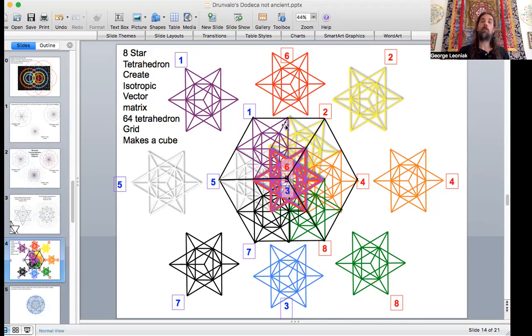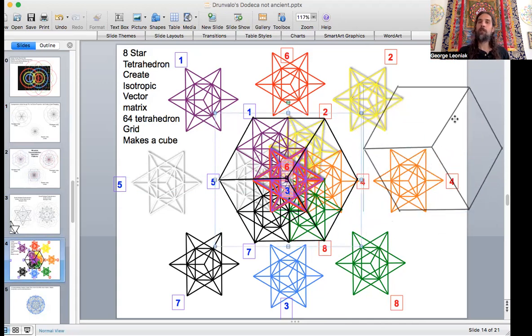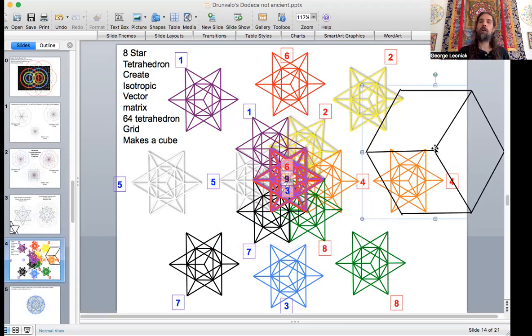So here's the 1 cube. After doing so much work with this, this is how I used to do all my old drawings, right in PowerPoint. You can see all the edges are rough because I'm just taking the lines and connecting the dots, but I did hours and hours, hundreds, maybe thousands of hours of drawing stuff like this, moving these little forms around to make bigger forms. Anyway, there are 8 of these star tetrahedrons coming together, meeting in the center. They're creating the cube, but they're also creating the isotropic vector matrix.